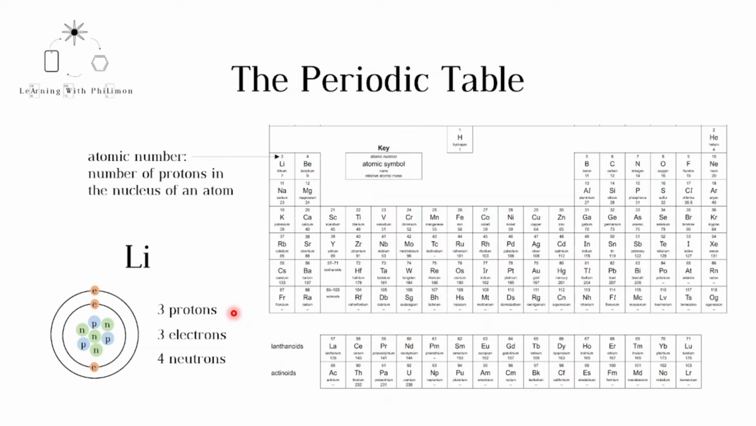For more on calculating the number of neutrons, watch the atomic structure video. If an atom gains or loses electrons, then we form an ion. For more on this, please watch the ionic bonding video.